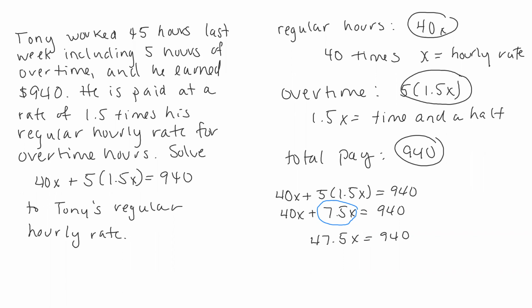So we need to undo the multiplication of 47.5x. So we're going to divide both sides by 47.5. 940 divided by 47.5 is, we're going to round and we're going to say it's 19.79. So we would say x equals 19.79. So let's double check this.